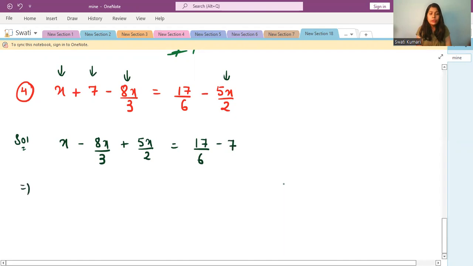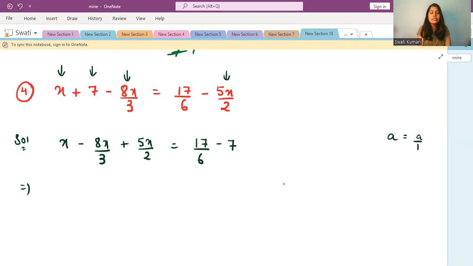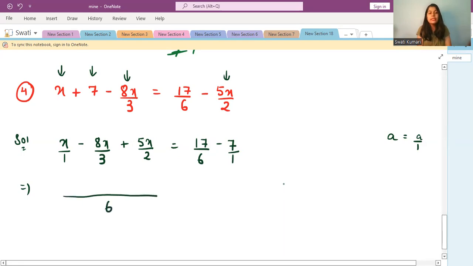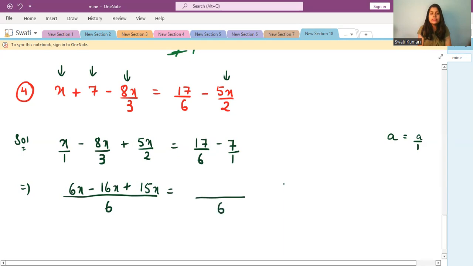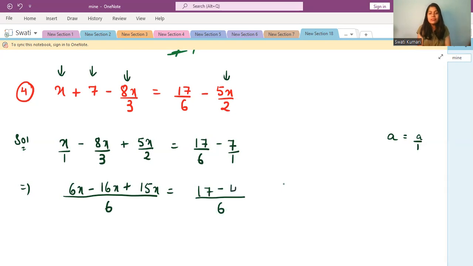All right, now we know that if you have anything like a, that is the same as a upon 1 also. In the same way, x is the same as x upon 1 and 7 is the same as 7 upon 1. Now if I take the LCM of 1, 3 and 2, the LCM is going to be 6. So 1 times 6 is 6, so 6 into x is 6x. Minus 3 times 2 is 6, so 2 times 8 is 16x. Plus 2 times 3 is 6, so 5 into 3 is 15x. Equals, here we are going to take the LCM. So 6 and 1, the LCM is 6. This will become 17. And this will become 1 times 6 is 6. So 6 times 7 is 42.